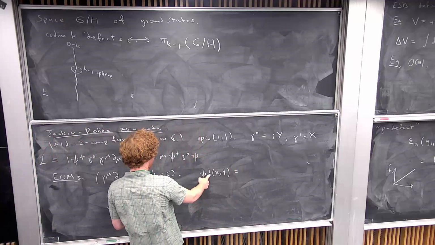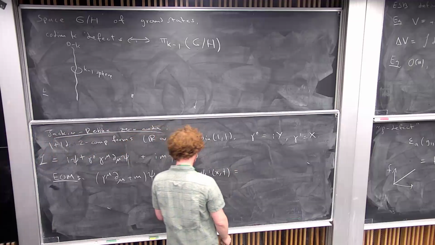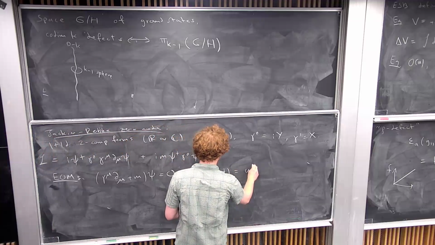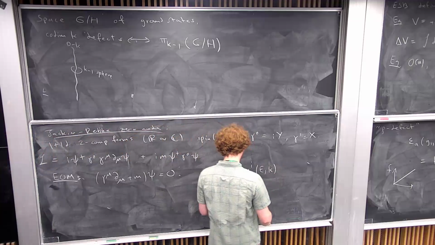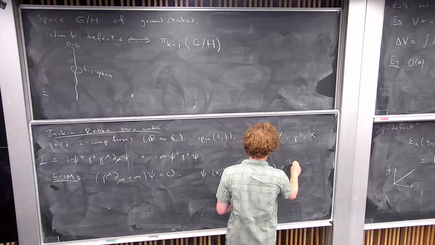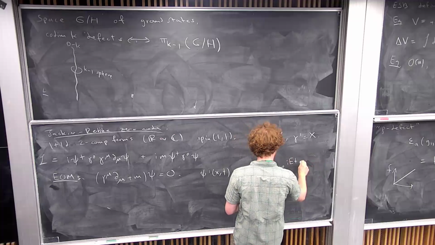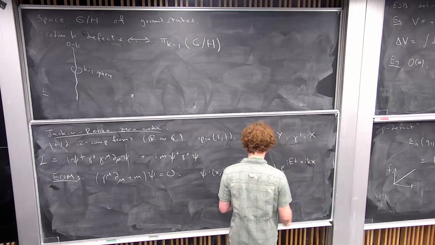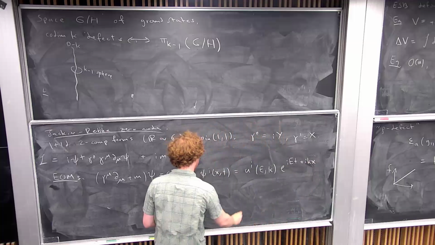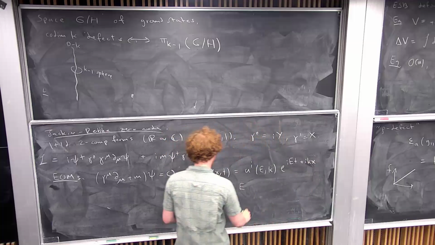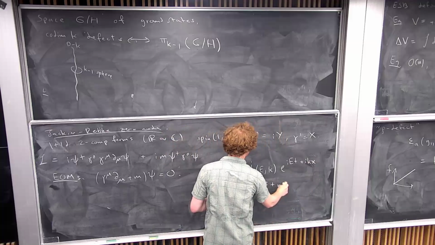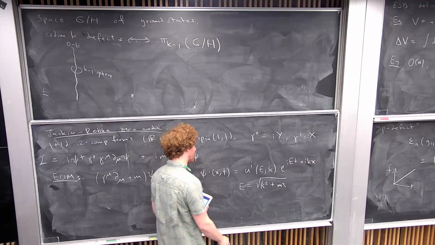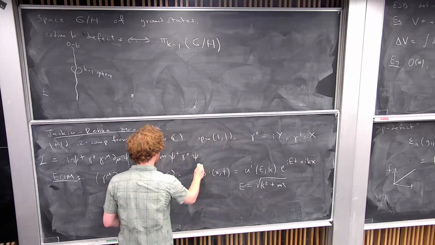Psi has this spinor index transforming under spin 1. It has solutions which look like this, where this energy is related to this momentum k by this relation. So these are the solutions.